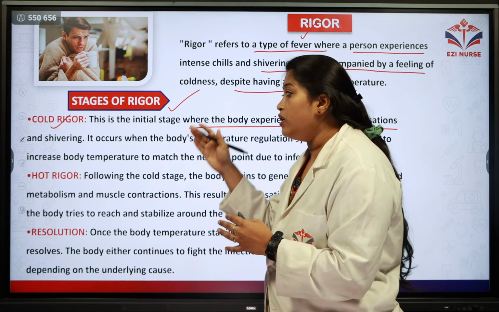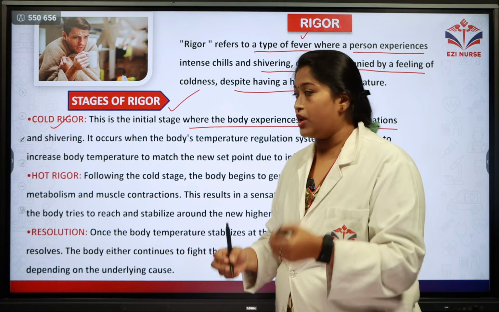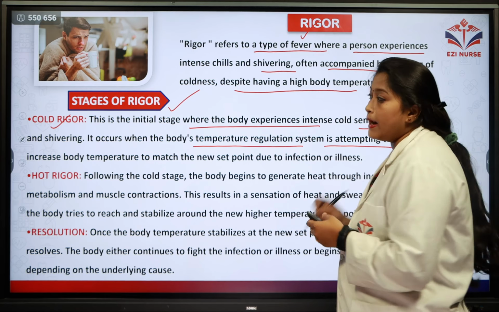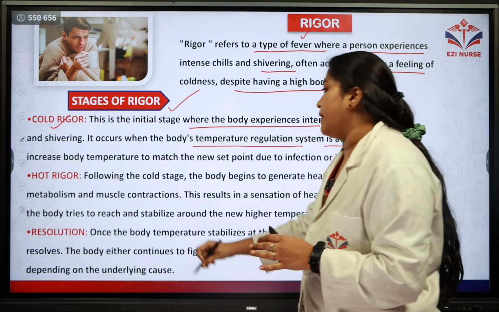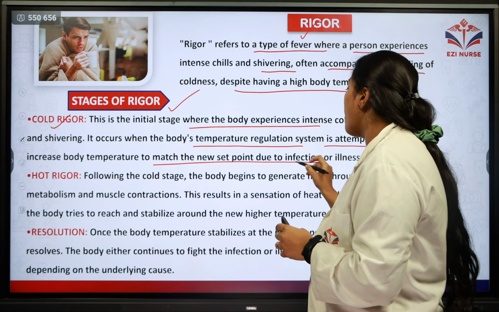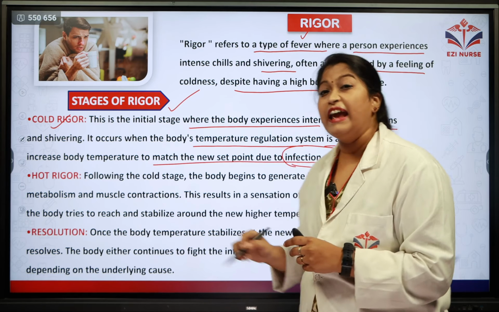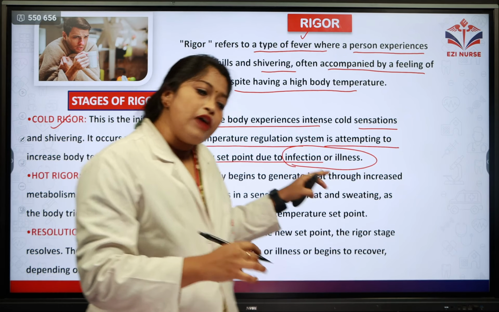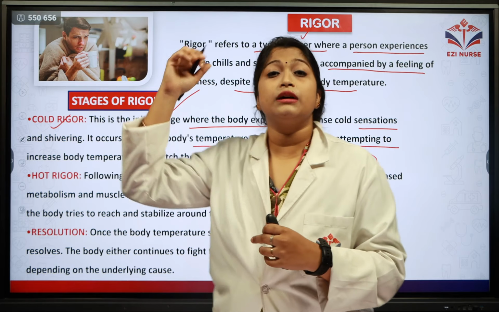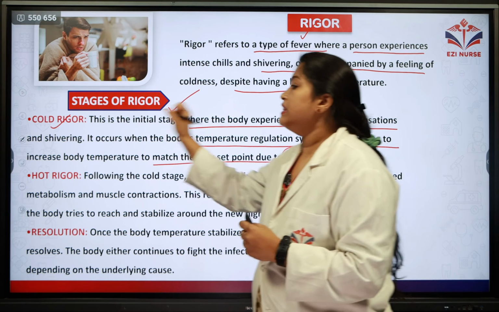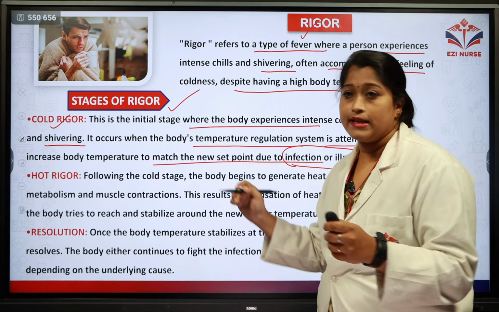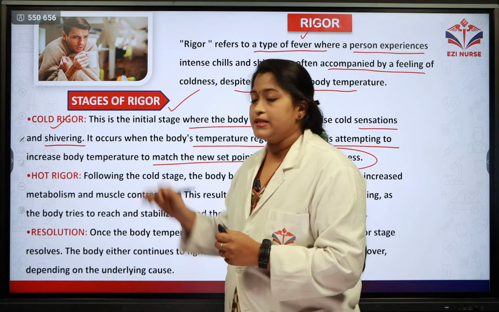This is the cold Ryker stage or the first stage, and it occurs when the body's temperature regulating system is attempting to increase the body temperature to match the new set point due to the infection or illness. Why is this happening? Due to infection and illness, our body tries to increase the body temperature, but still the patient is feeling that coldness, shivering and also cold sensation in the first stage.